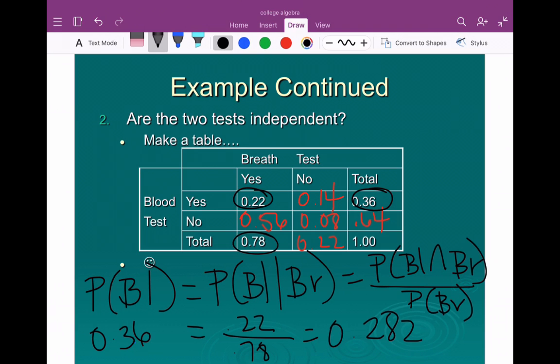The other thing you can do is kind of think about things in context. Does it make sense that they would be independent or not? And in this case, it's not, because you can be given a breath test on the side of the road, but they have to take you to the doctor to get the blood test. And they're not going to do that unless you fail the breath test. So if they give you the breath test and you pass, you don't get a blood test. If they give you the breath test and you fail, then you get the blood test. So you can always think about it in context as well.